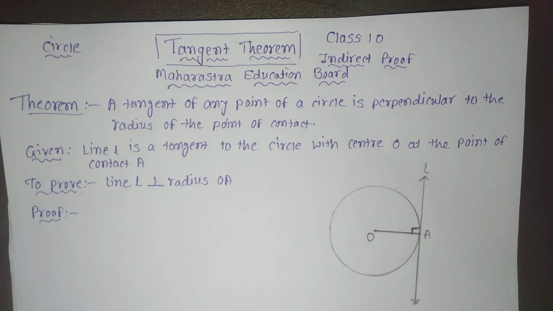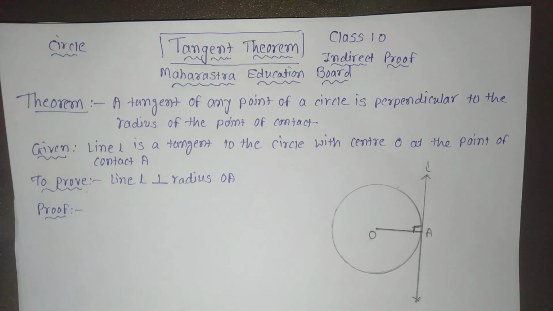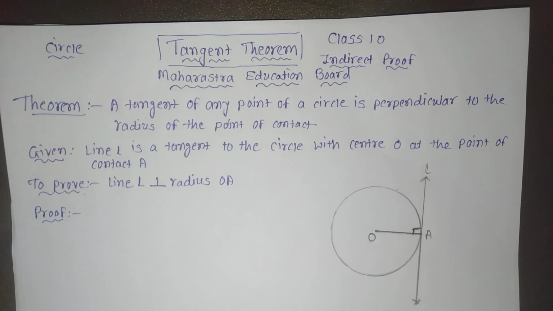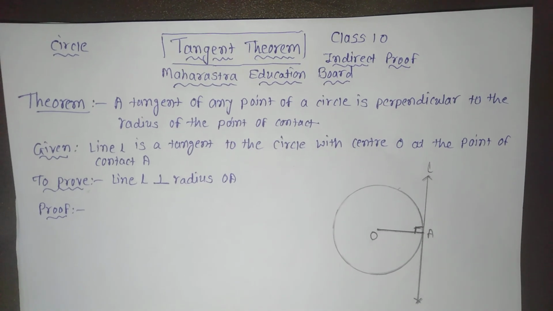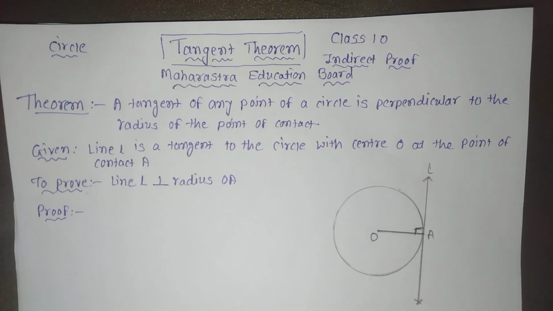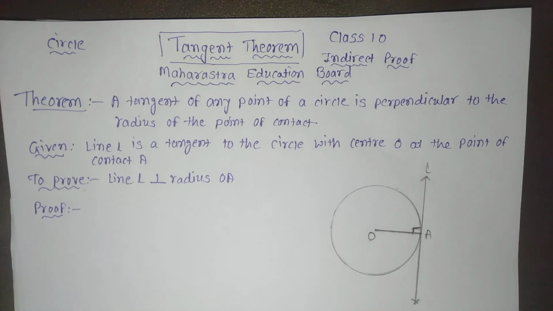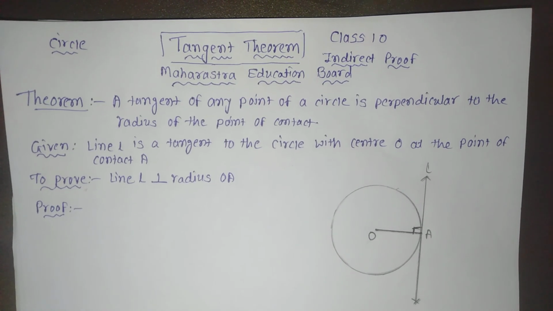You know a theorem is always divided into three parts: given, to prove, and proof. Given means whatever the data is given, it is called given or data. To prove means whatever we want to prove, that is called prove. And then we go with the proof.